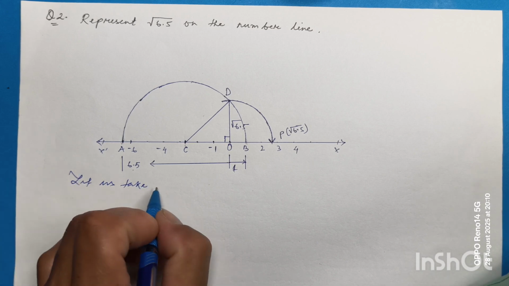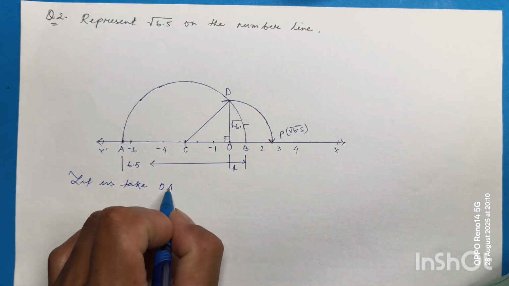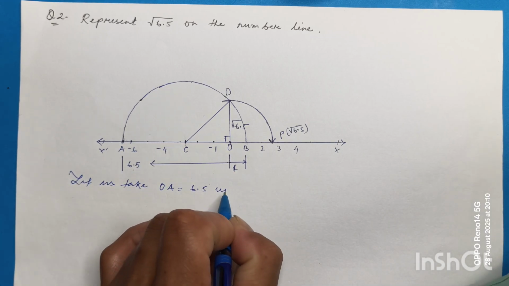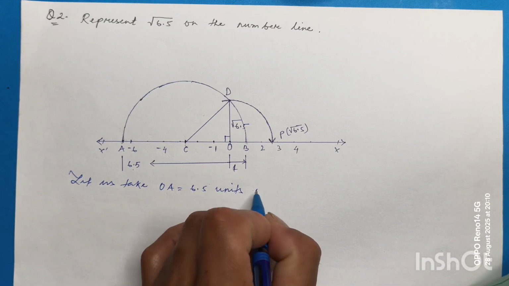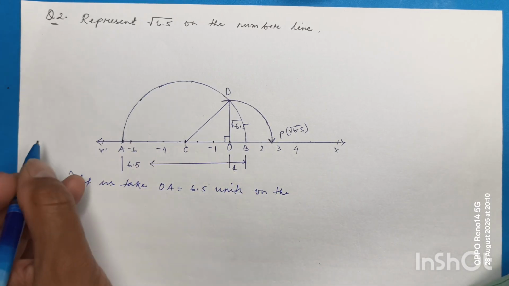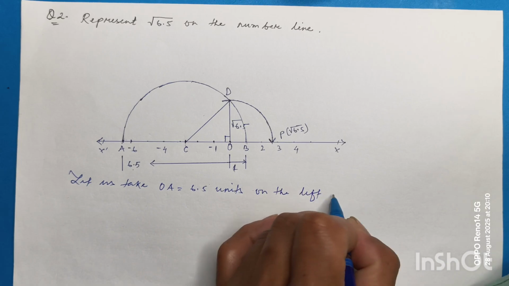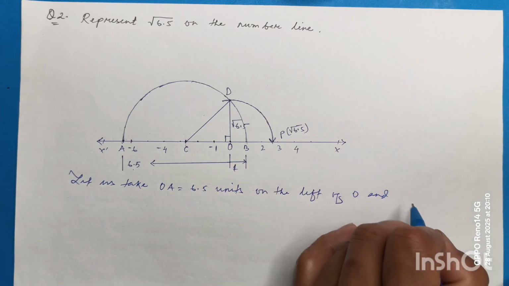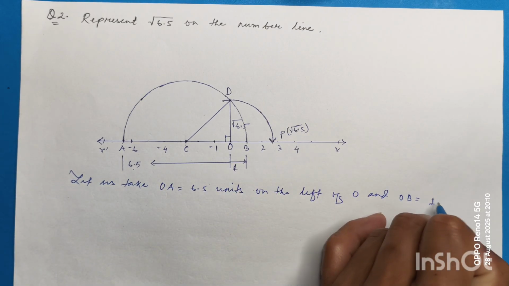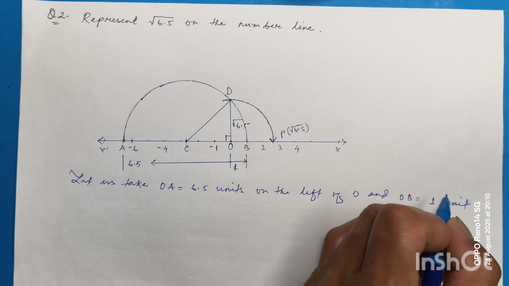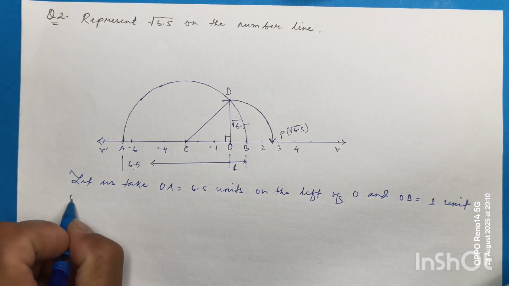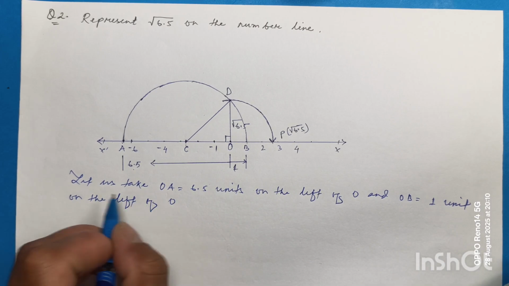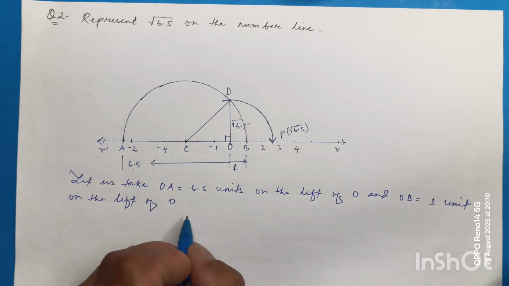Let us take OA. OA equals how much? 6.5 units. On the left or right? Left of 0. And OB equals 1 unit, on the left of 0.